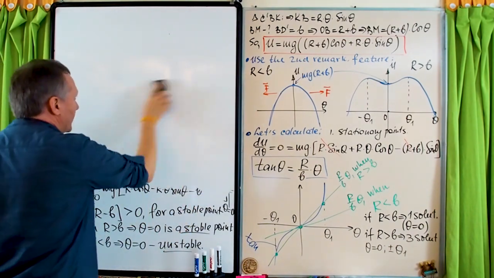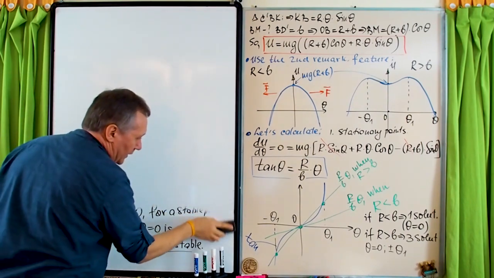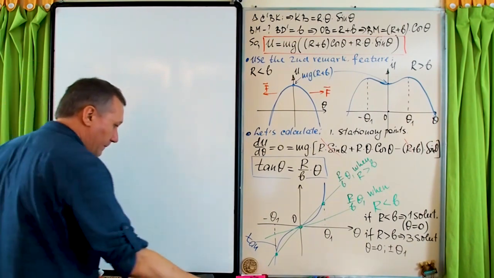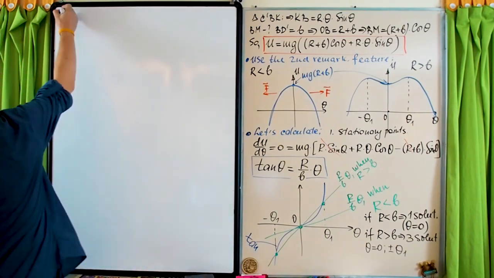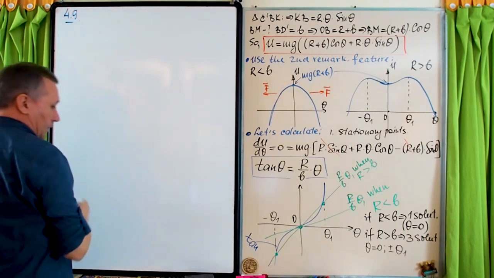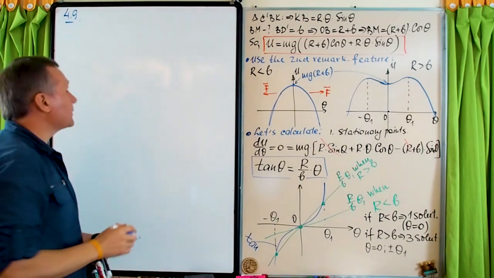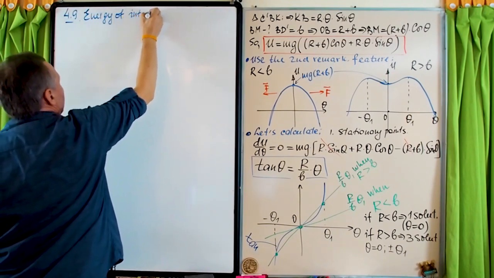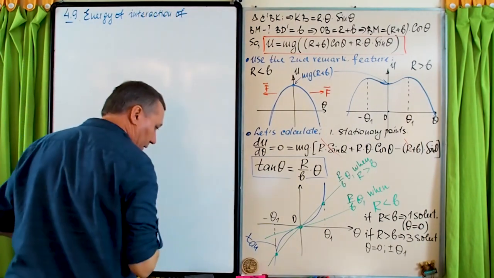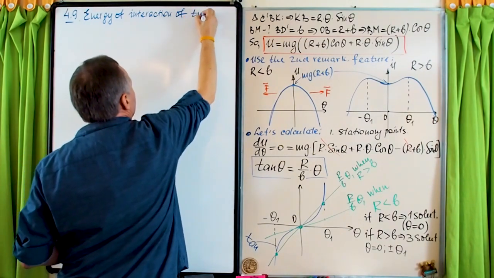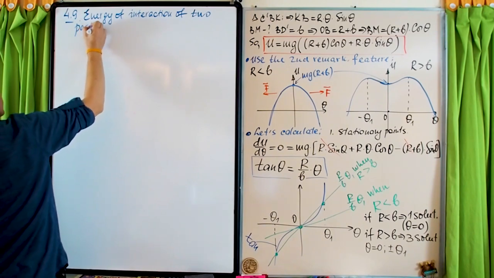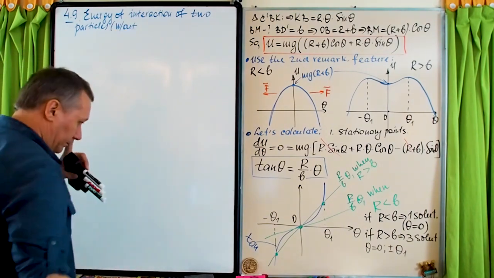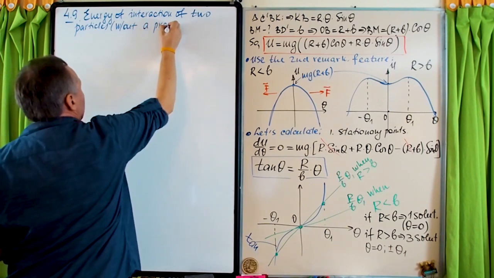So, two isolated particles, no external forces, and internal forces, because now the forces between those two particles are internal forces. All right. That is section 4.9, I should mention, if you want to read the derivation. Energy of interaction of two particles. And again, I will write it without a proof.